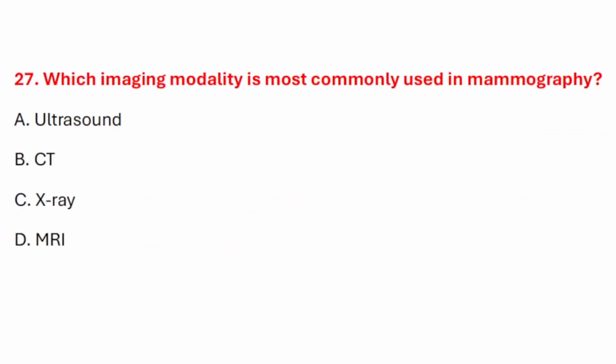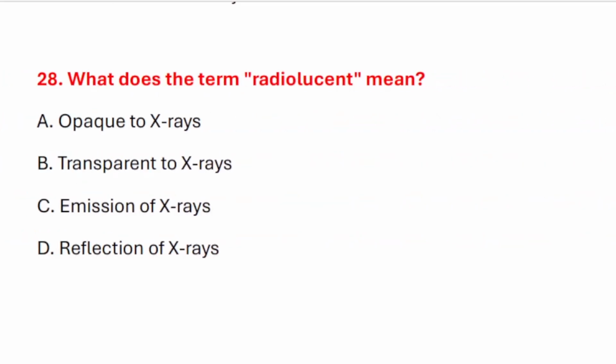Question number 27. Which imaging modality is most commonly used in mammography? Correct answer is option C, X-ray. Question number 28. What does the term radiolucent mean? Correct answer is option B, transparent to X-rays.